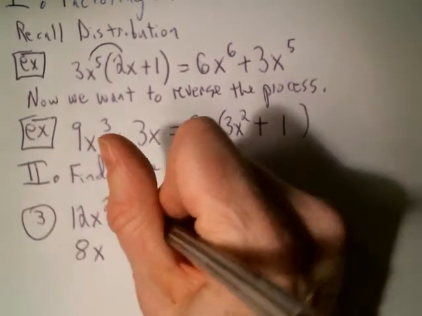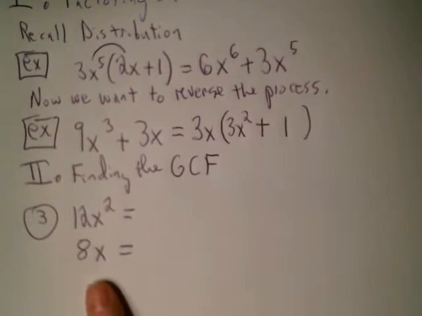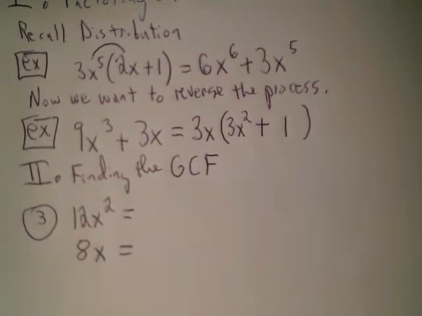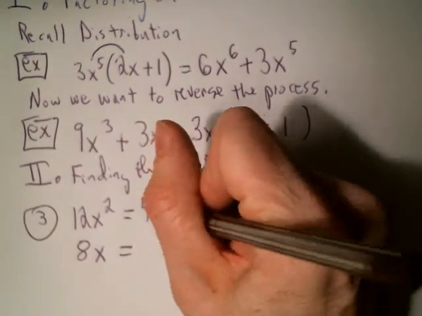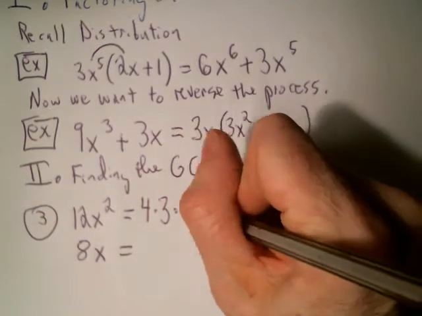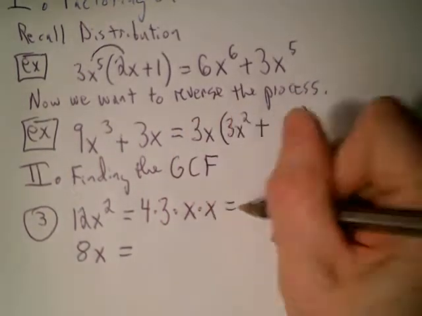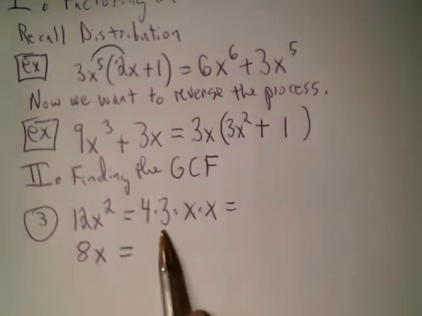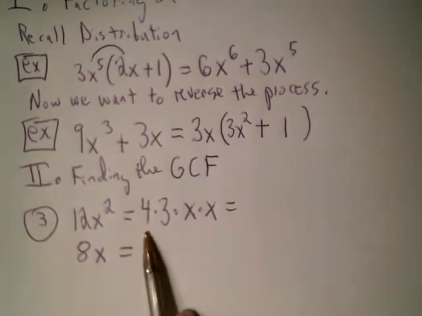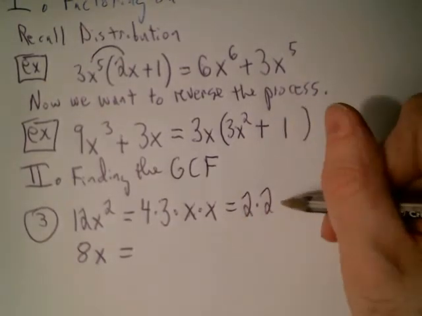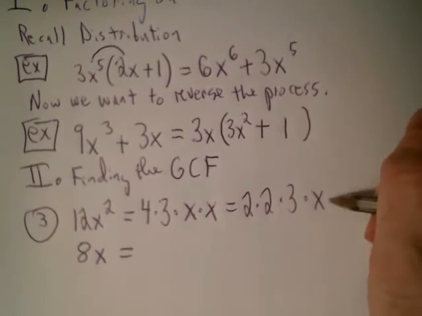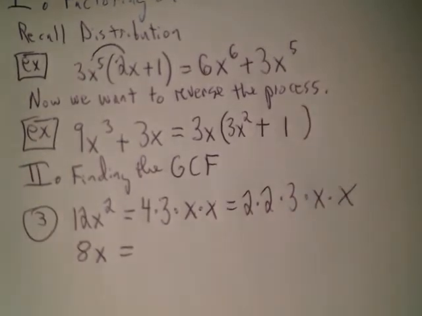So let's say we have two terms, 12x squared and then 8x. To find the GCF, what you do is completely factor it. So 12x squared is the same as 4 times 3 times x times x. This is factored, but it's not in its smallest form, right? It's not like a prime factorization. So I could break down the 4 a little bit. I could say that's 2 times 2 times 3 times x times x. Now this thing is completely factored.